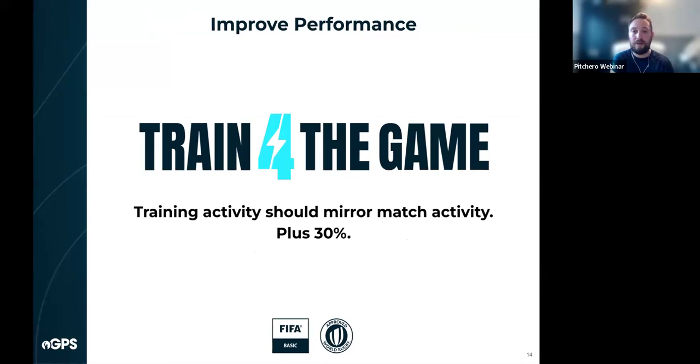But we just wanted to touch on the principle that we like to go by at Pitchero GPS, which is train for the game. Training activity should mirror match activity plus 30%. Now it's not always the case that you'll be able to, like we saw with Paul's question, easily measure and track that without any technology.